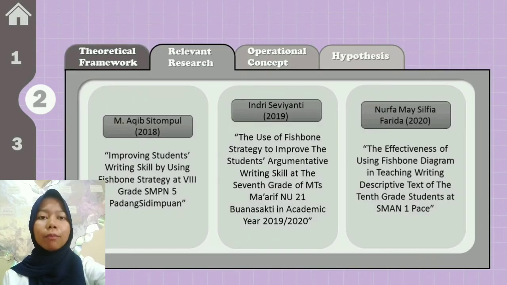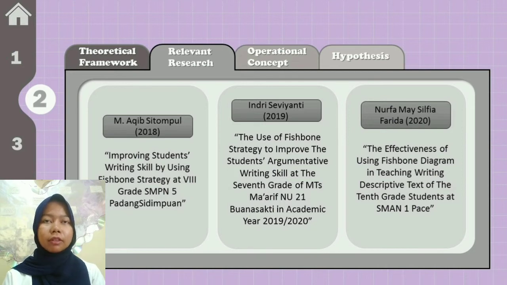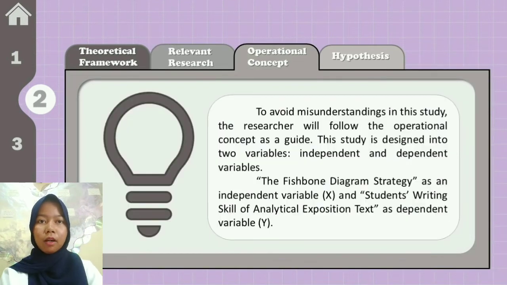Okay, we come to the relevant research. In this research, there are 3 relevant research. The first from M. Akib Sitompul 2018, Indri Sevianti 2019, and then Nurfa Mail Sylvia Farida 2020. Okay, next about operational concept.